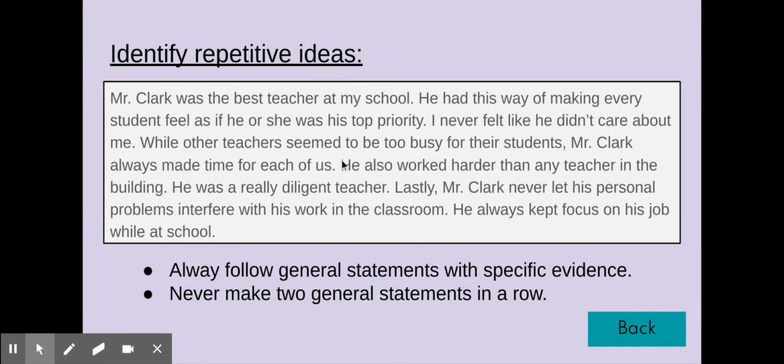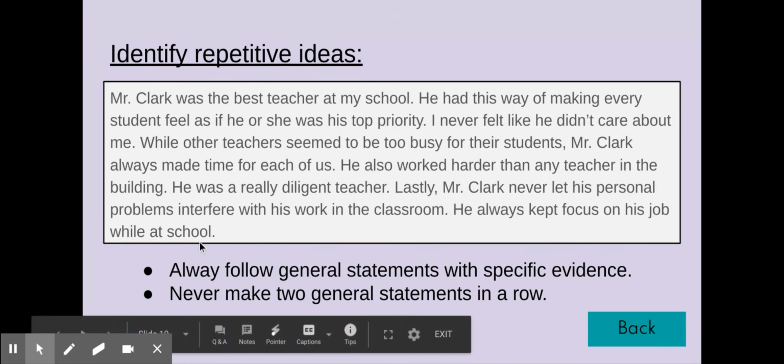Finally, the writer gets to the second point. He also worked harder than any teacher in the building. But instead of giving specific examples, this writer makes another general statement. He was a really diligent teacher. Lastly, we get a third point. Mr. Clark has never let his personal problems interfere with his work in the classroom. Again, I'm expecting some specific evidence from that, but instead it's just followed up with this very general statement. So there are no specific details in this paragraph.